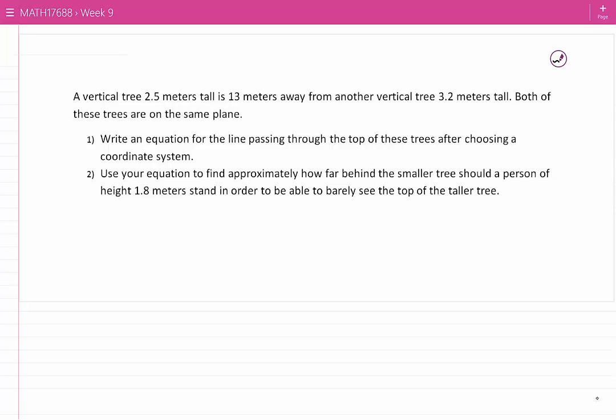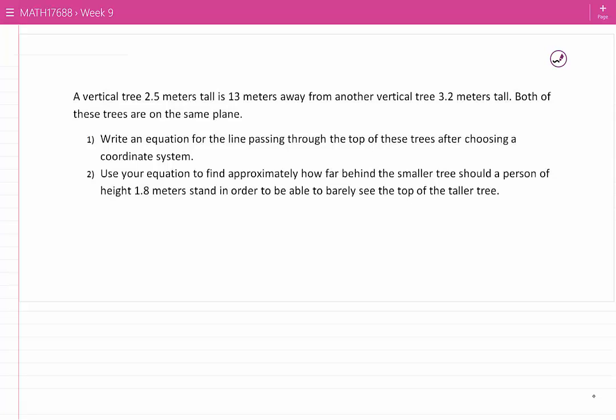A vertical tree 2.5 meters tall is 13 meters away from another vertical tree 3.2 meters tall. Both of these trees are on the same plane. 1. Write an equation for the line passing through the top of these trees after choosing a coordinate system.